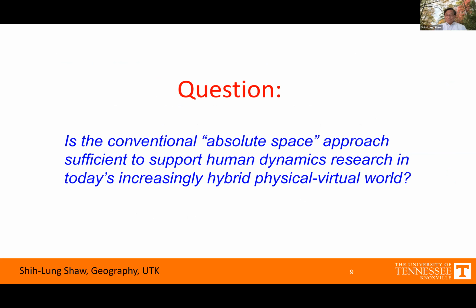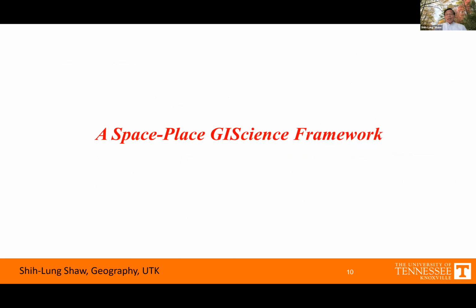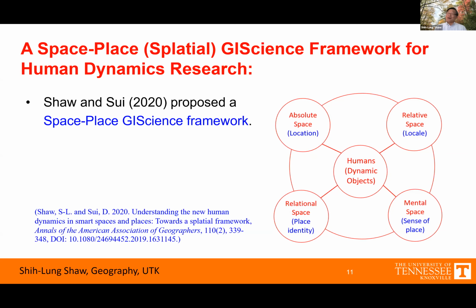So our next question is, is the conventional absolute space approach sufficient to support human dynamics research in today's increasingly hybrid physical virtual world? That's why we have proposed this Spaceplace GIScience framework, because our answer, as you can guess, is probably no. Okay, so in this Spaceplace, or we call it Spatial GIScience framework for human dynamics research, instead of having locations as the center as in conventional GIS, we put humans at the center of this framework. And we treat humans as dynamic objects.